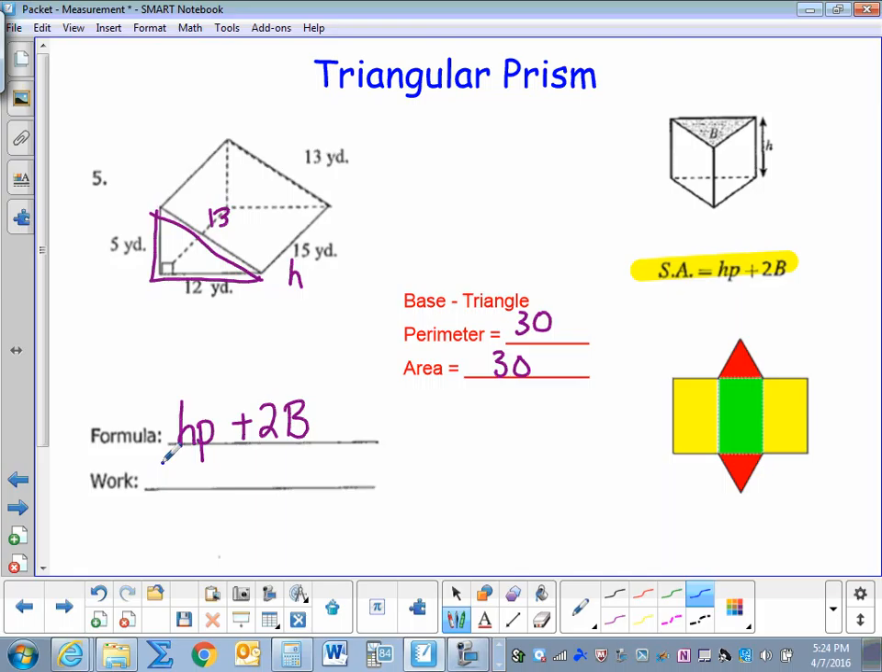So the height of 15 times the perimeter of 30, which is 450, plus 2 times the area of the base of 30 is 60. So that equals 510 square yards.